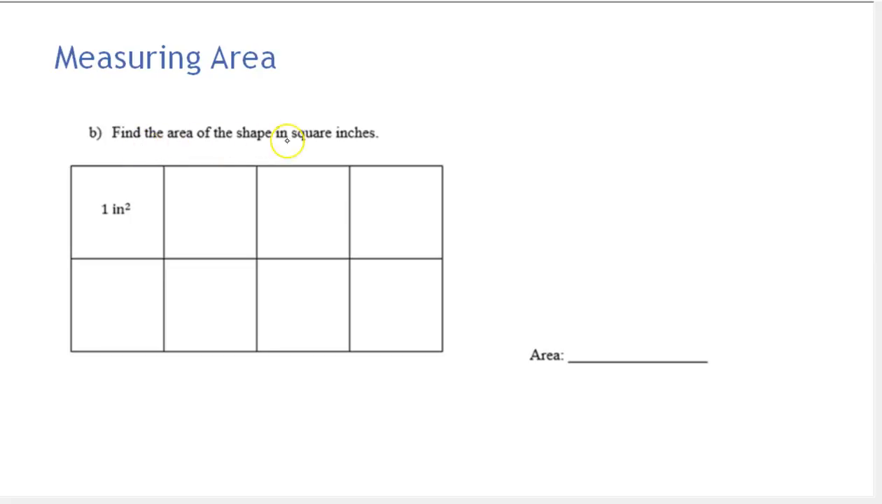Find the area of the shape in square inches. And so notice we have these squares, and we're told that this is 1 inch squared. So we say, these are the different ways we write it. Sometimes we use SQ for squared, or we may write the whole word square, 1 square inch. Also, sometimes we use IN for inch, sometimes we spell it out. So here I'll spell it out.